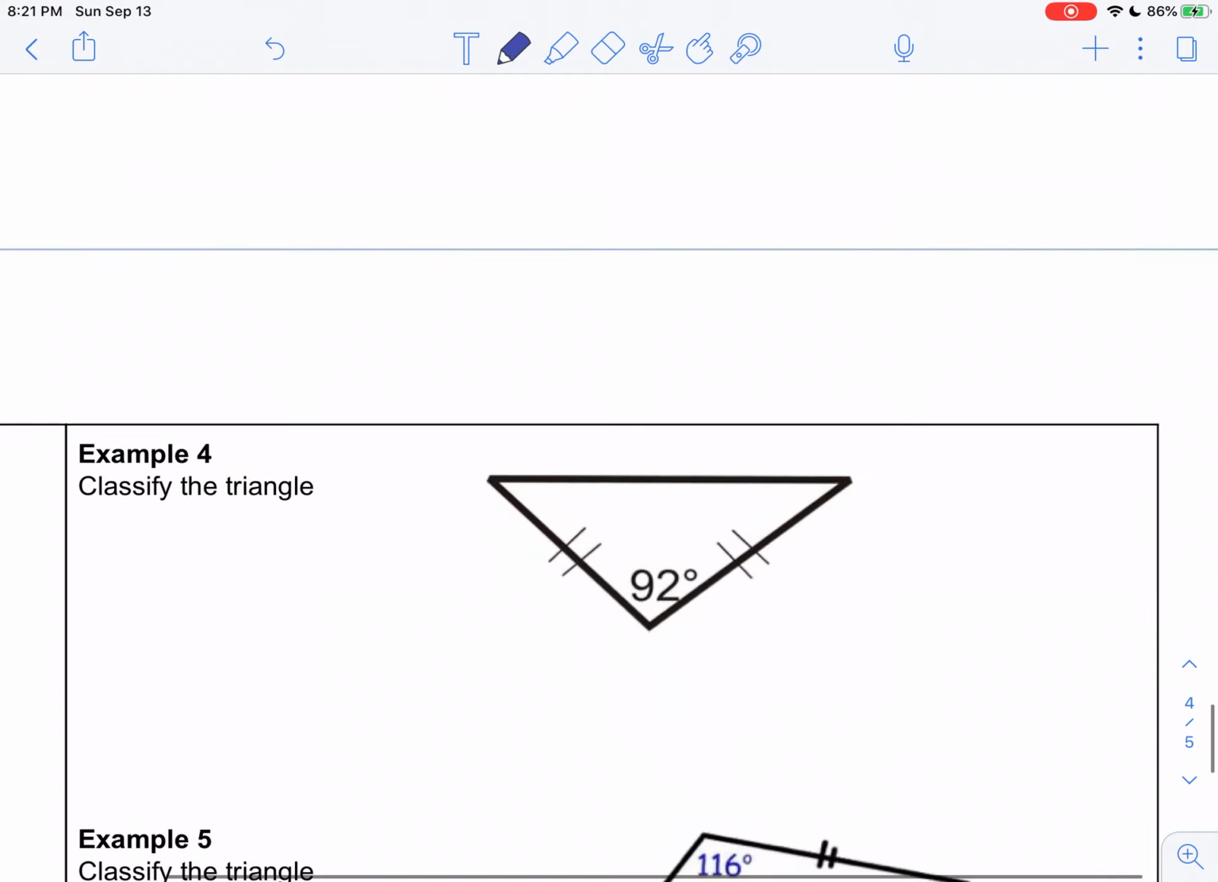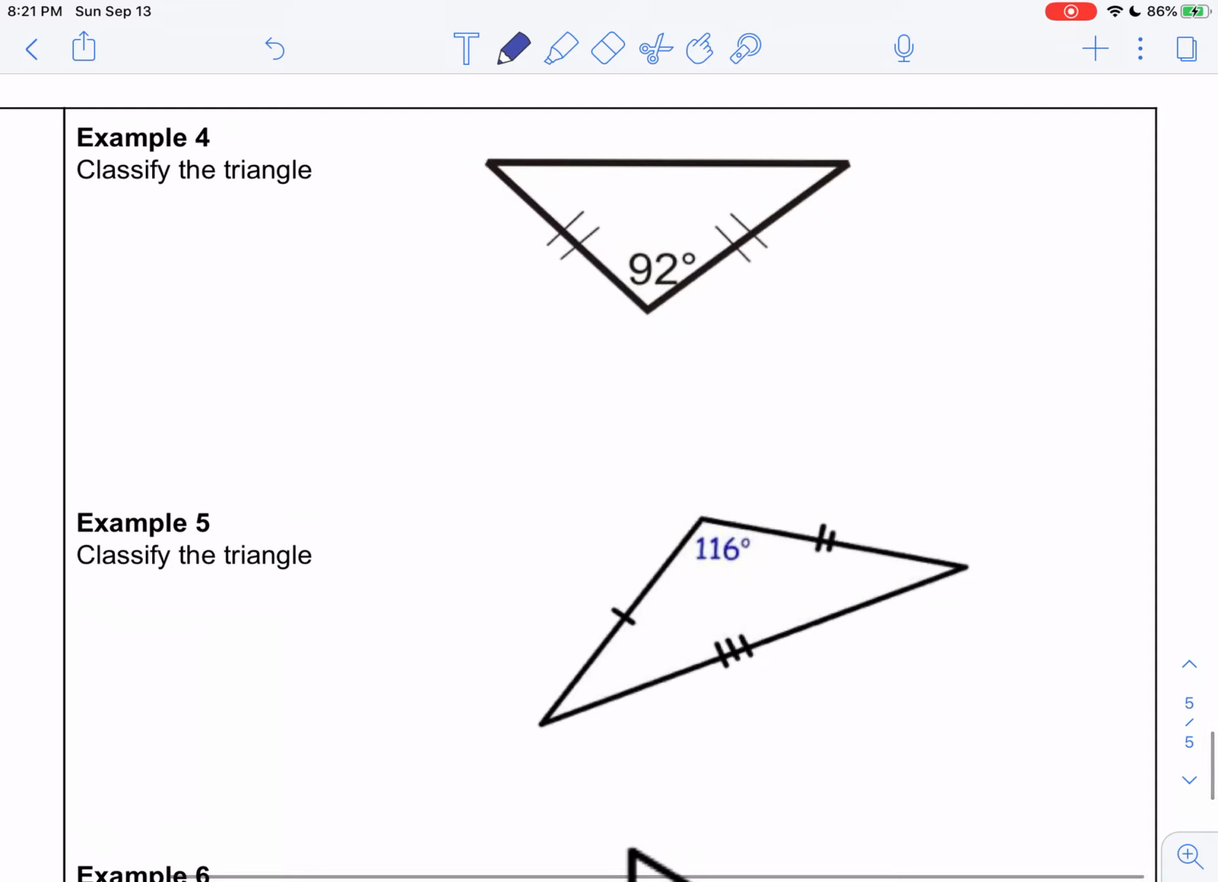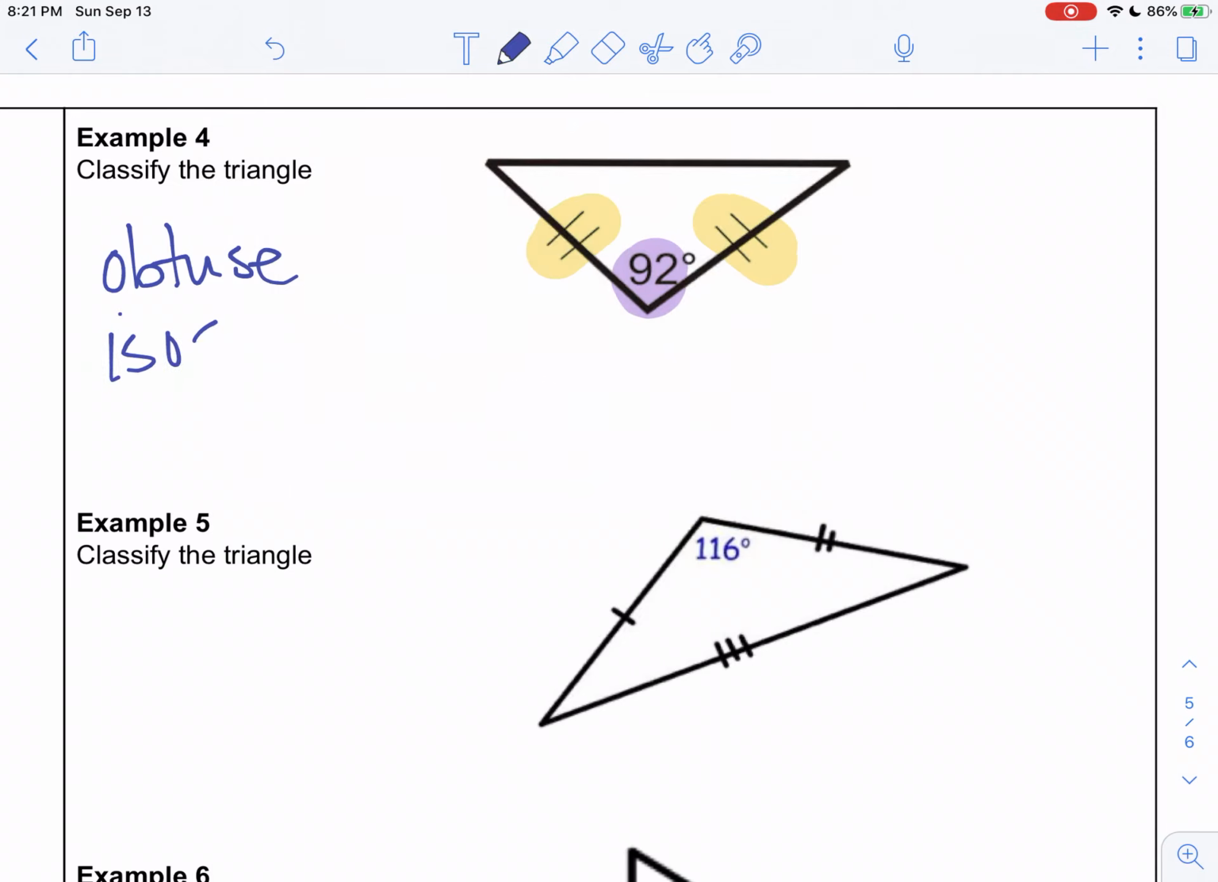All right, moving along. Looking at example number 4, pause the video and decide which way you can classify it based on angles and side lengths. I notice here that this is a 92-degree angle, so this means it is an obtuse triangle. I also notice that I have 2 sides that are marked as congruent, so that means it is also isosceles.